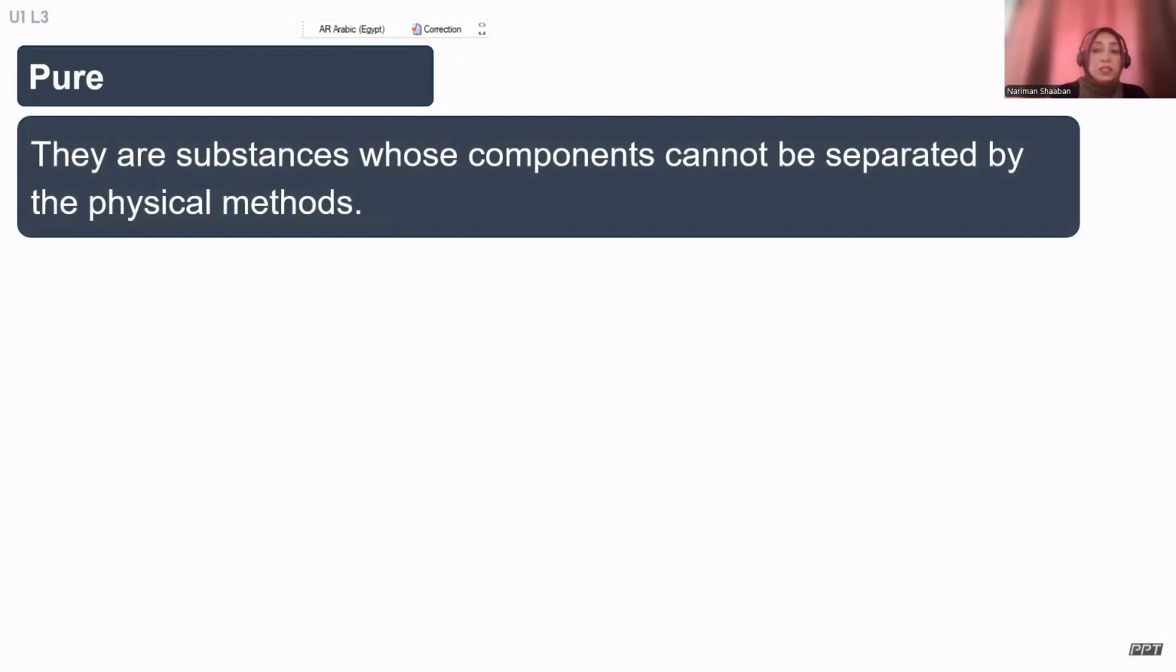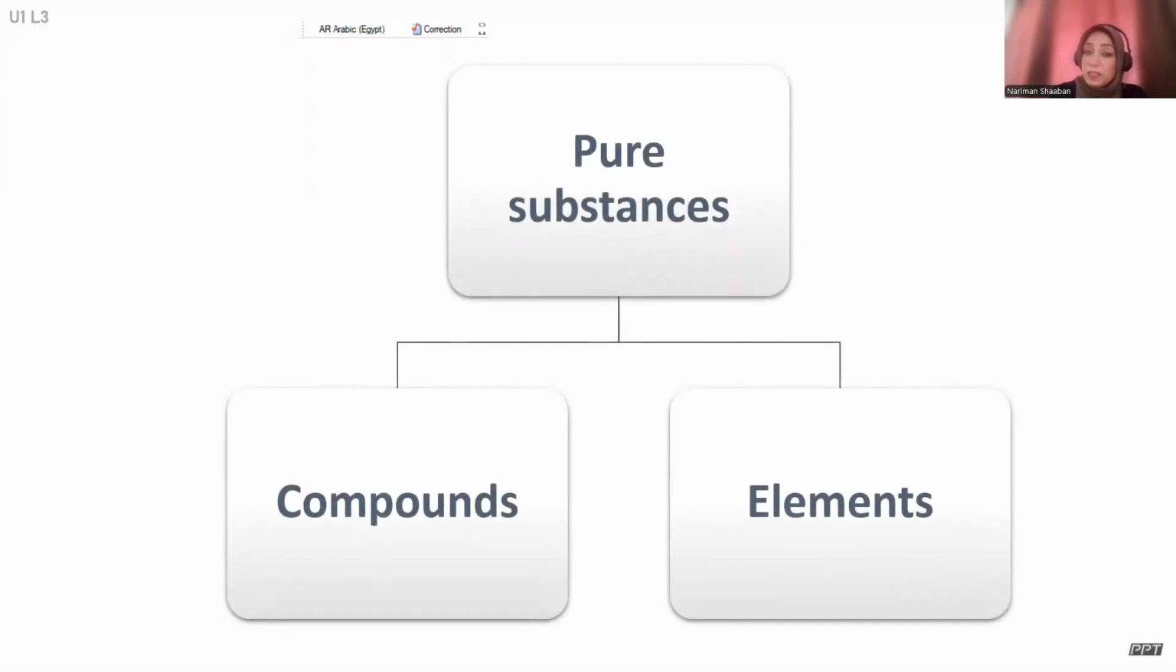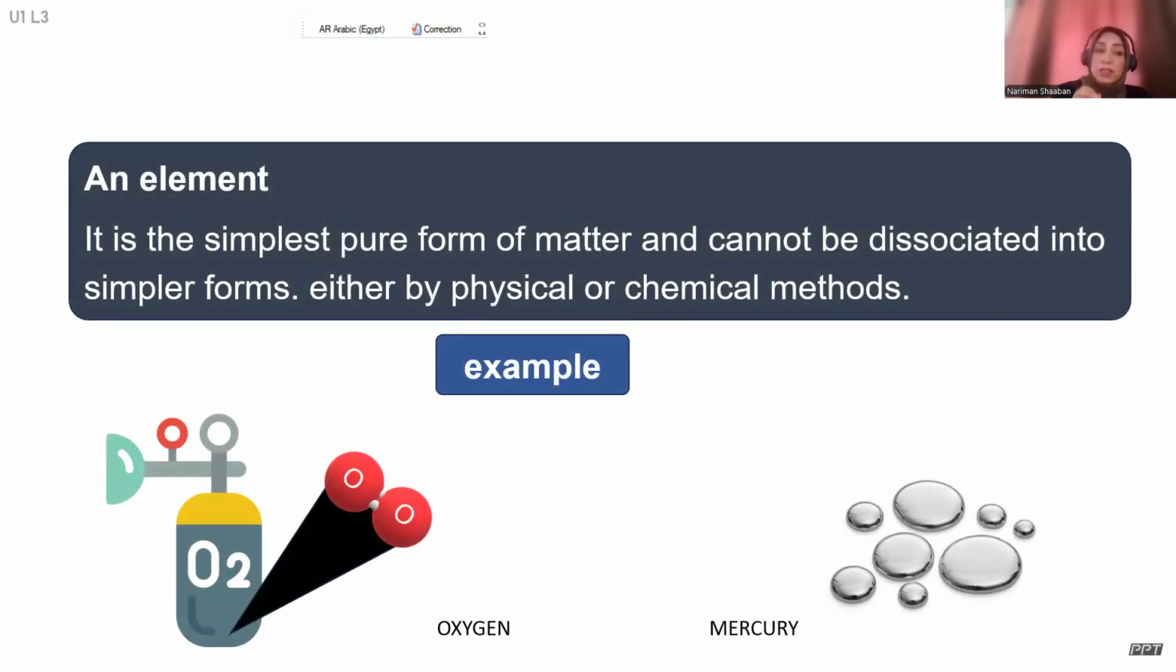And then let's move on to pure substances. Pure substances are substances whose components cannot be separated by physical methods. Pure substances are divided into elements and compounds. An element is the simplest pure form of matter, and it cannot be dissociated into simpler forms, either by physical or chemical methods.